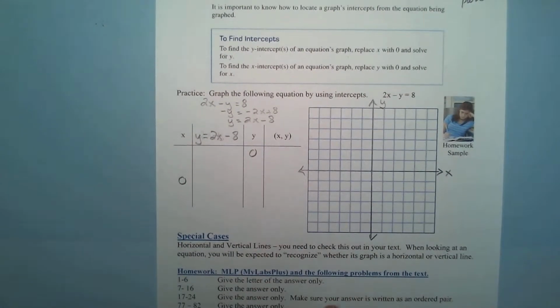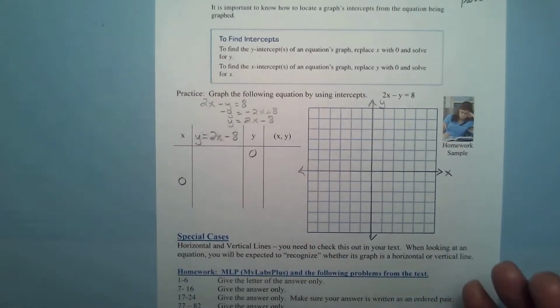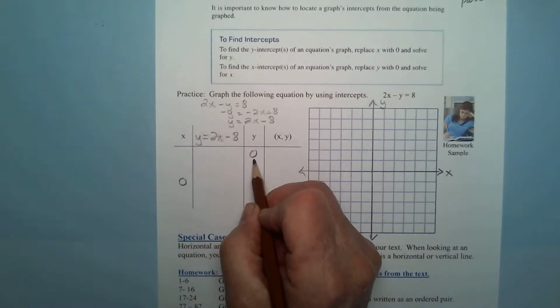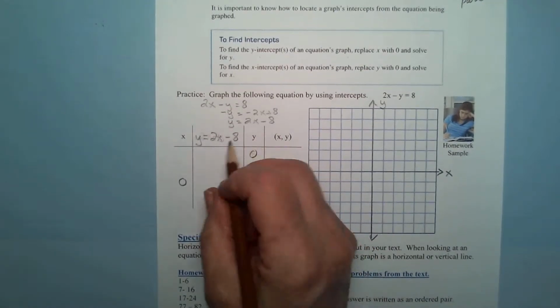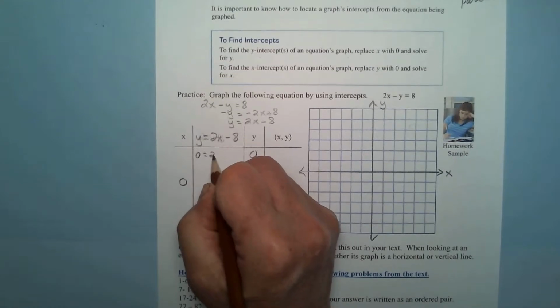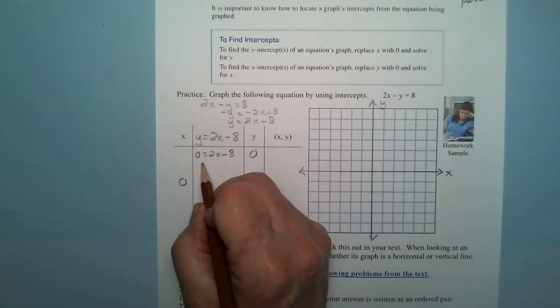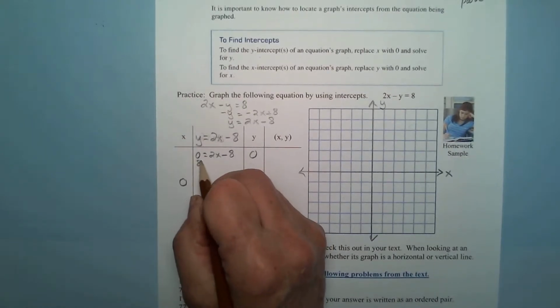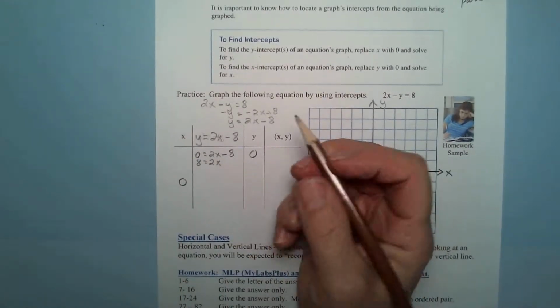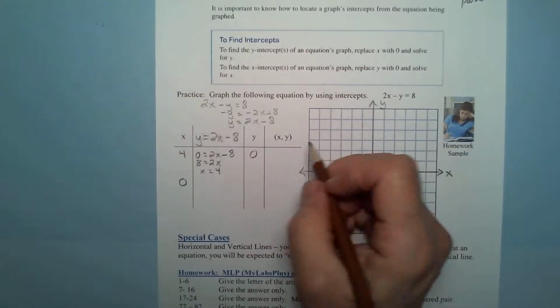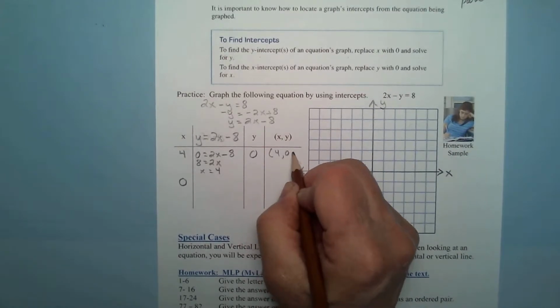And what I'm going to do is use those two values to go ahead and do the graph, and then just to make sure everything lines up, I'm going to go ahead and pick one other point. So if I put in a 0 for y, 0 is equal to 2x minus 8, and now I solve for x. I'm going to put 8 on the other side, so I have 8 is equal to 2x, divide both sides by 2, and I get x is equal to 4. So I put 4 in here, and my ordered pair is (4, 0).